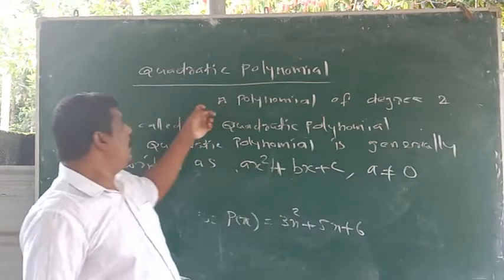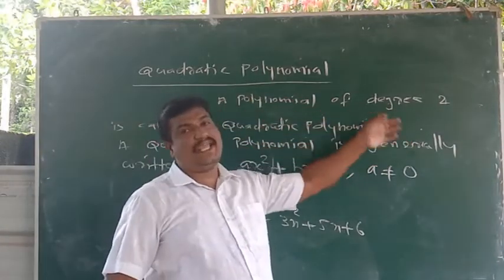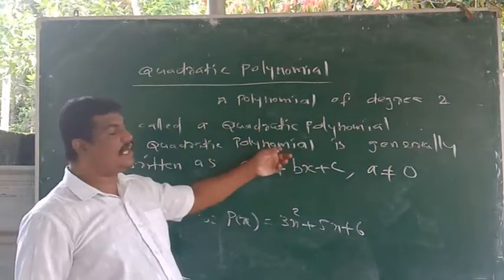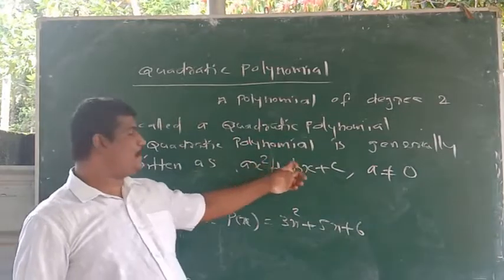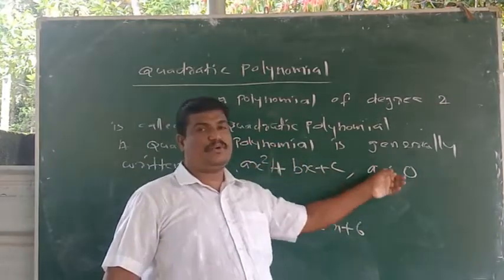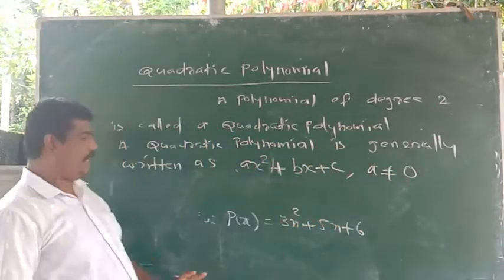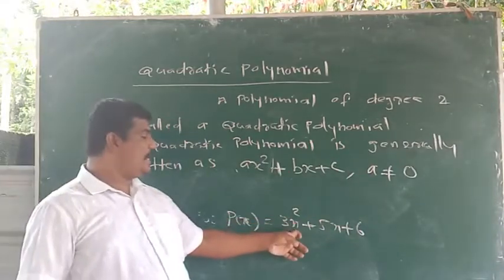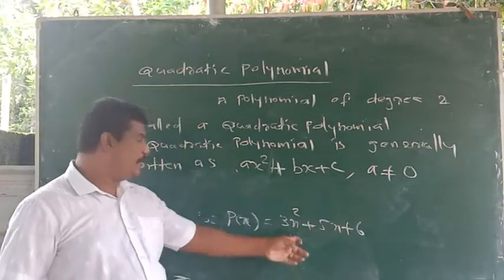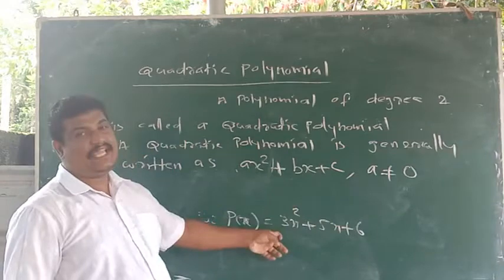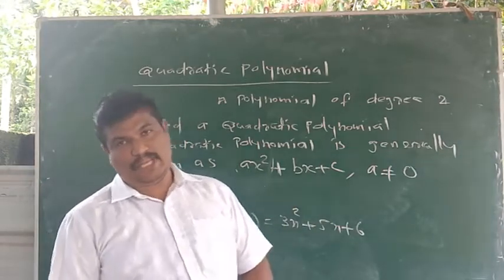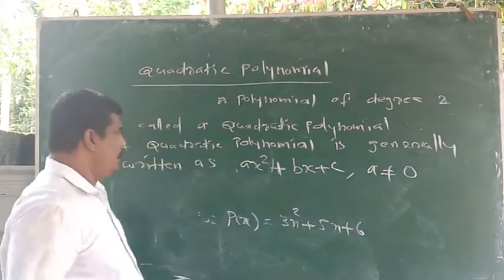Okay. A polynomial of degree 2 is called a quadratic polynomial. The general form or standard form is ax square plus bx plus c, a not equal to 0. Clear? Example, p of x is equal to 3x square plus 5x plus 6. Degree of the polynomial is 2, so it is a quadratic polynomial. Okay. Next one.